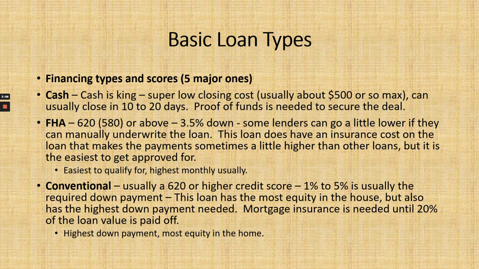So mortgage insurance is needed until 20% of the loan value is paid off. So if it's a $100,000 loan, once they pay off $20,000, when they have $80,000 left, they'll take off that insurance and your payments will go down.